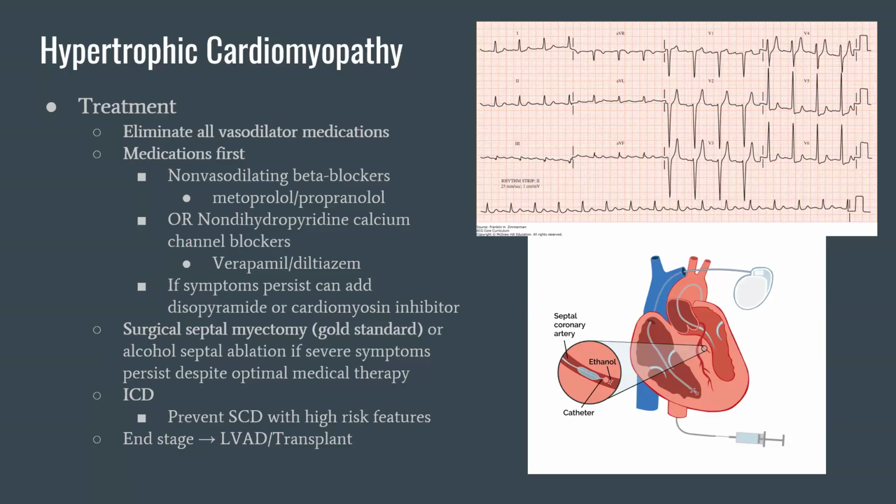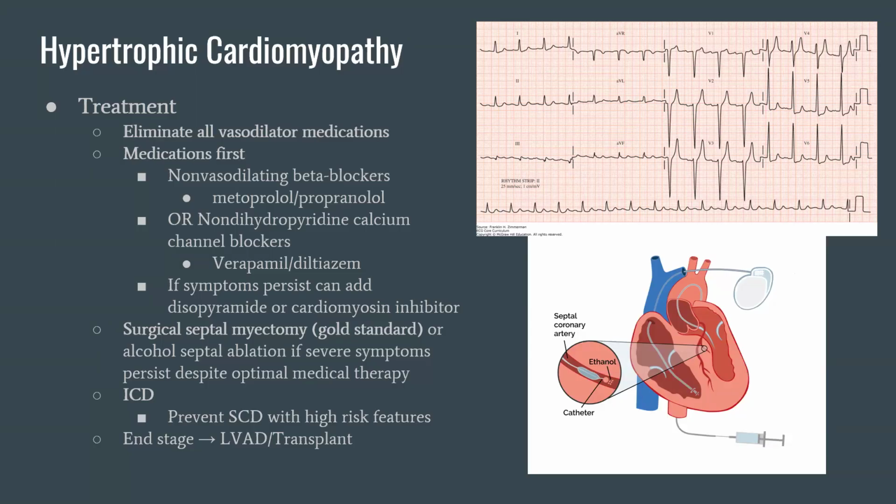The medications we treat with, first line is non-vasodilating beta blockers like metoprolol and propranolol. You wanna slow the heart rate down. These patients don't do well with tachycardia and they don't do well with volume depletion. So caution with diuretics, no vasodilators, and we're starting with beta blockers with non-vasodilating properties first line.